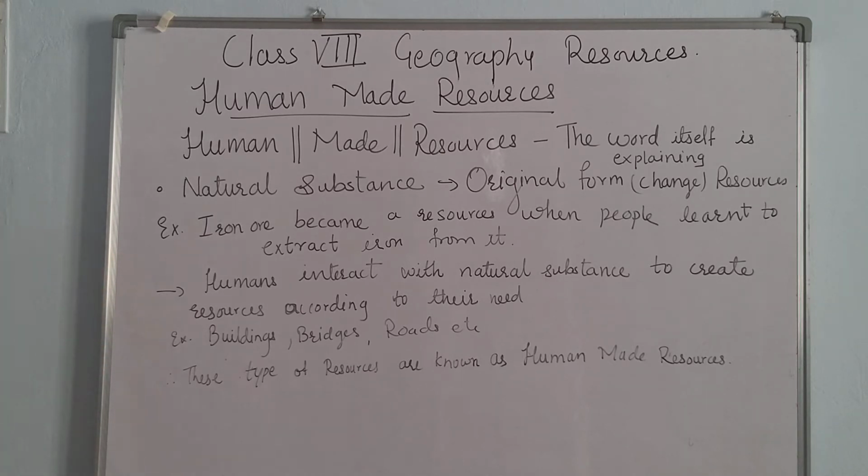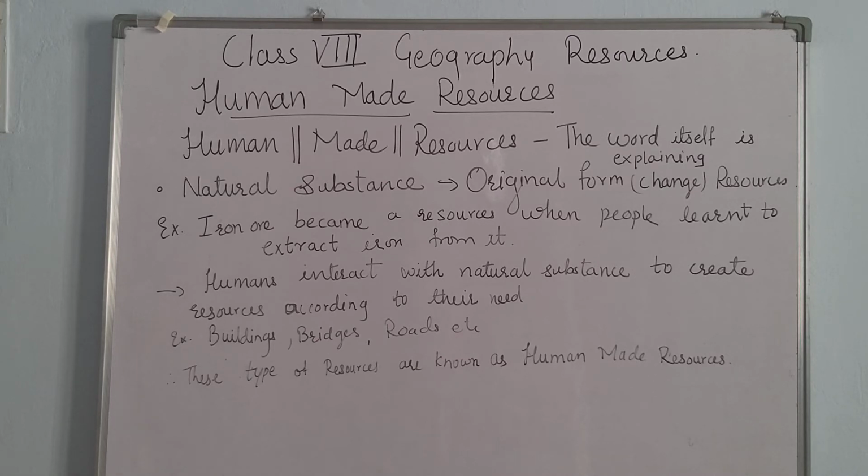I can give you the example of cement. Cement becomes a resource for us, but it is a product of limestone. When the limestone is extracted and put to multiple uses with the help of technology, then it becomes a resource for us, right? So humans interact with the natural substance to create the resource according to their needs. For example, for building bridges we need cement. So the best examples are cement, iron, even coal, many things that are human made resources.